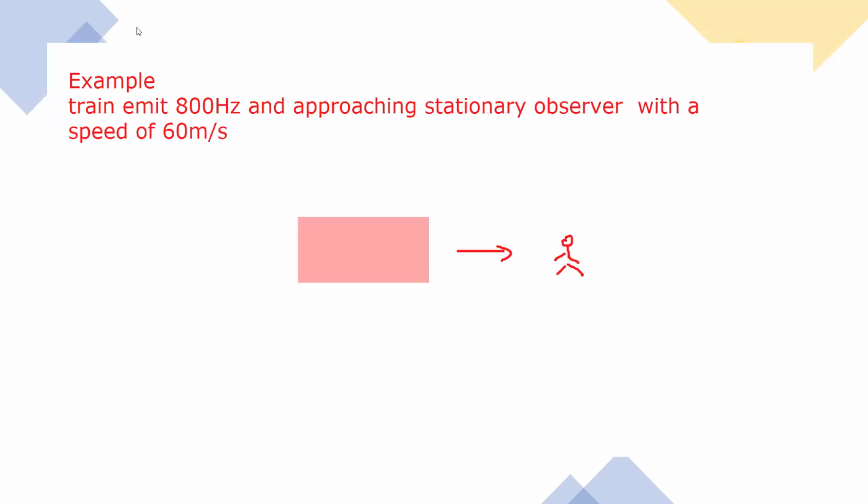And it is producing a sound, and the speed of sound in air is 330 meters per second. It is producing sound waves. So what about the observer speed? It is 0. What about the source speed? The source is moving at a speed of 60 meters per second. What about the source frequency? The frequency is 800 hertz. We want to find the observed frequency, what the observer will receive. That's what we have to find.